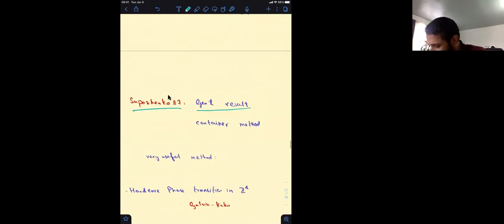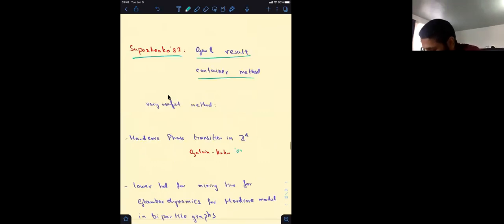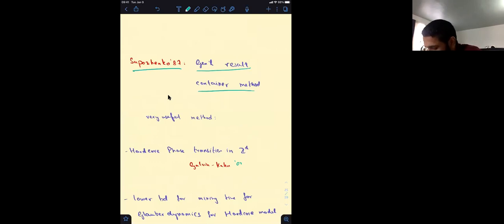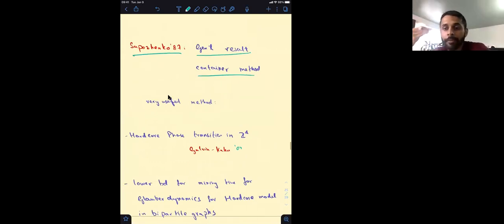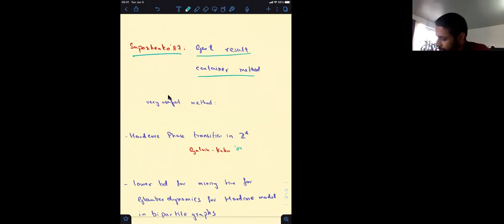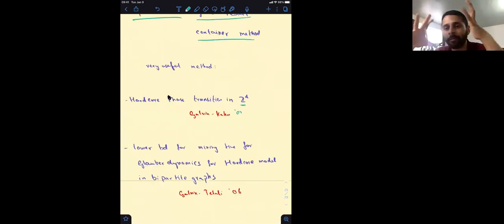This was the so-called graph container method, and it's pretty useful, and it showed up in a bunch of different places. Among the many applications, this showed an upper bound on the phase transition of the hardcore model in the integer lattice. This is by Galvin and Kahn. This is the lower bound for mixing time of global dynamics in the hardcore model of bipartite graphs. So again, this is a proof that certain algorithms don't mix quickly. This is due to Galvin and Tetali.